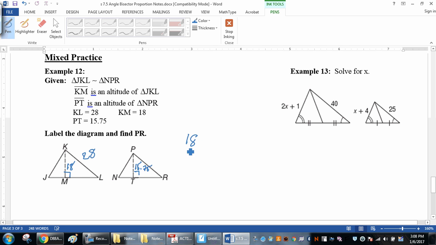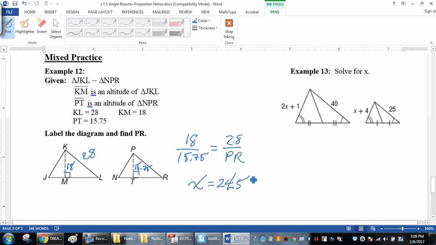So all we have to do here, set this one up, guys. Same thing we've been doing. Altitude and JKL over altitude and NPR. 15.75 equals side length in the first triangle over the side length in the second triangle, PR, which is what we want to know. There we go. There's our proportion. Cross multiply and solve. We get x equals 24.5.